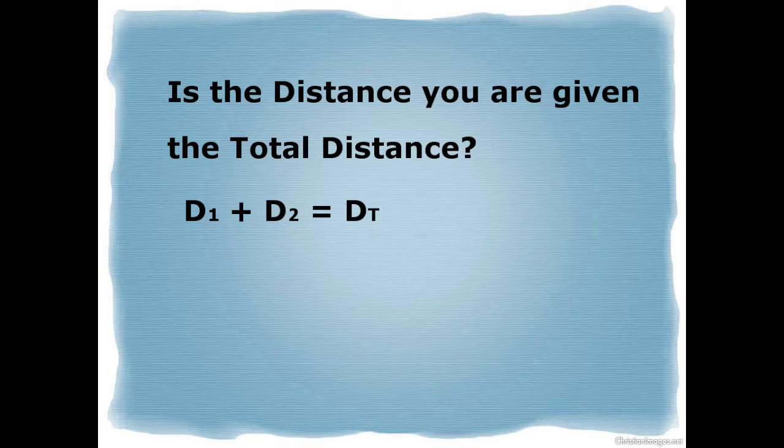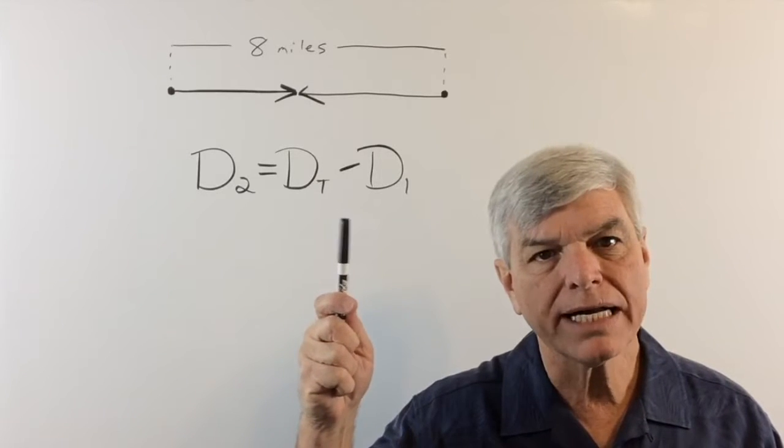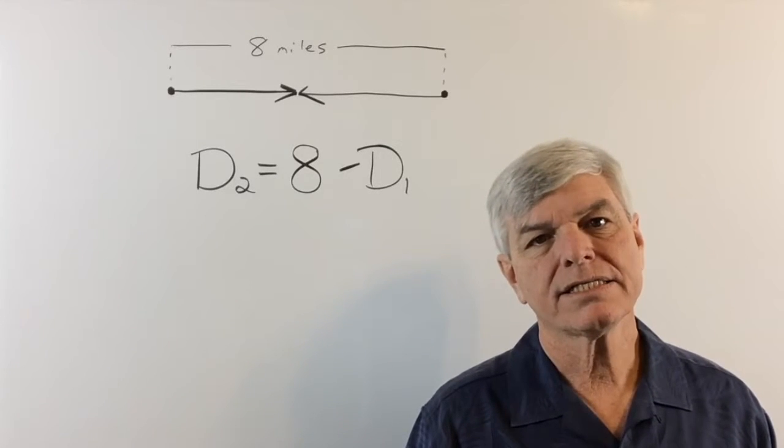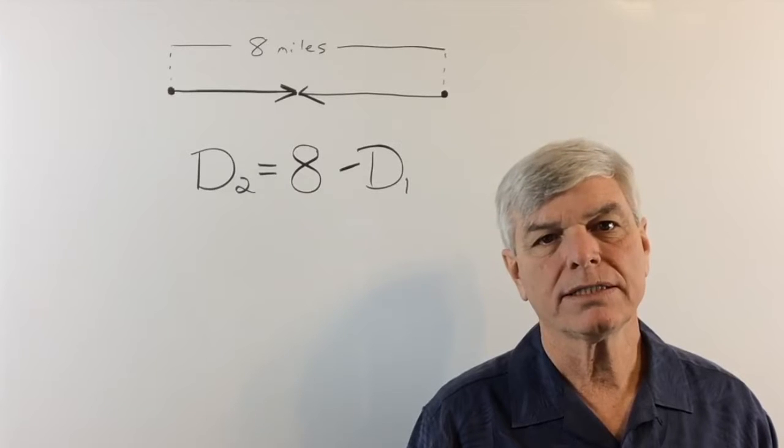So that we can properly use this, we are going to subtract D1 from both sides. Now you could subtract D2 from both sides. It doesn't matter. It really doesn't. But just to make life easy on ourselves, we're going to subtract D1 from both sides, bring it down, and now we see that D2 equals D total minus D1. And that's what I just showed you, D2 equals D total minus D1. And what is D total? It's 8. The distance that both of them travel is 8. And so for D2, we're going to put 8 minus D1.